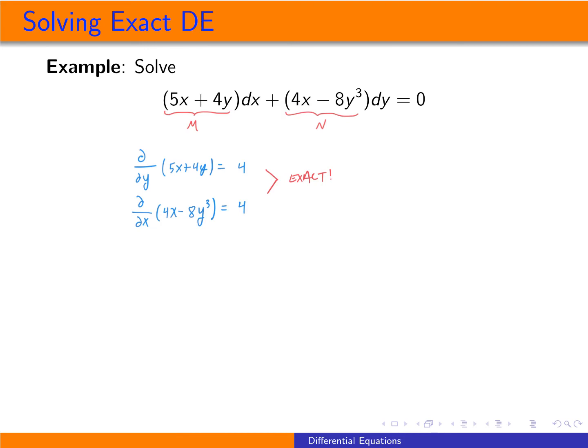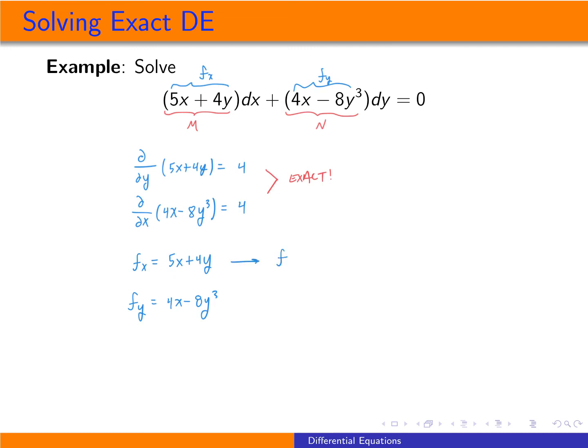Now that we know it's exact, we find this associated function. And recall the form that we want this differential equation to have. We would like to end up with the partial f sub x dx plus the partial f sub y dy. So find f. We need the partial of f with respect to x to be 5x plus 4y, and the partial of f with respect to y to be 4x minus 8y cubed. And if you can find such a function that satisfies both of these equations, set it equal to a constant, you have your solution. So let's undo these derivatives.